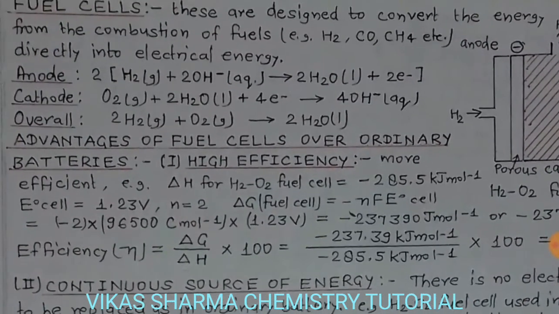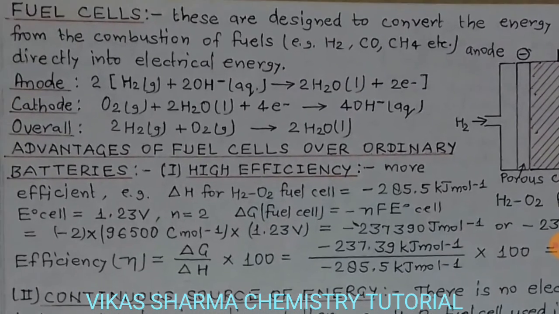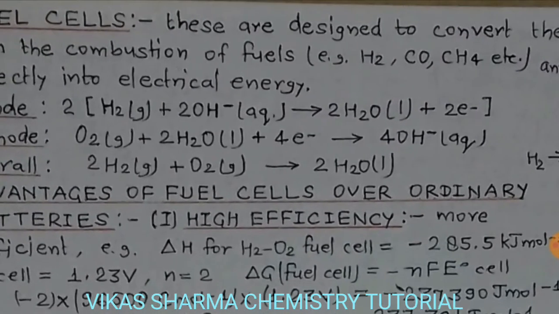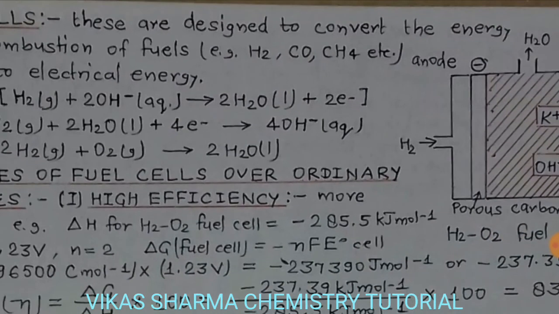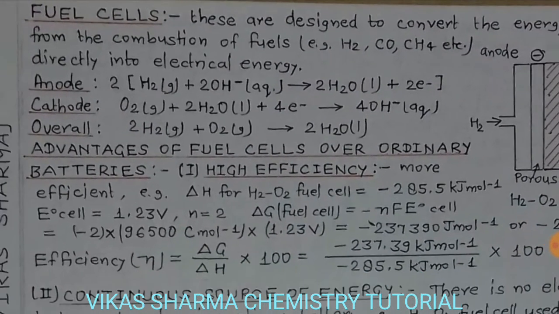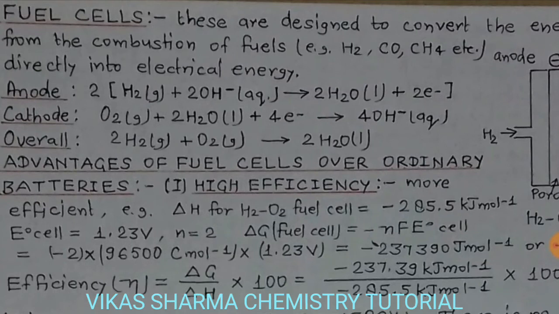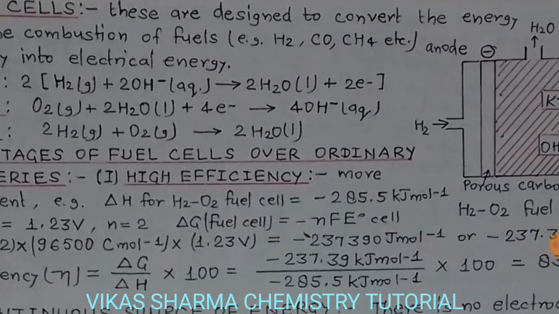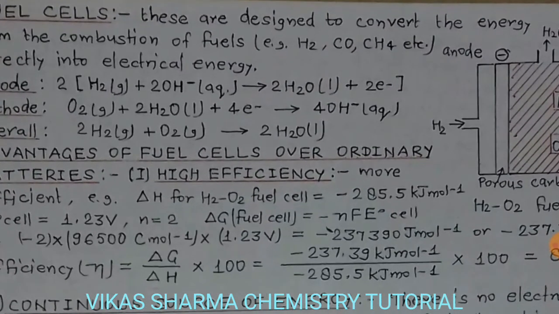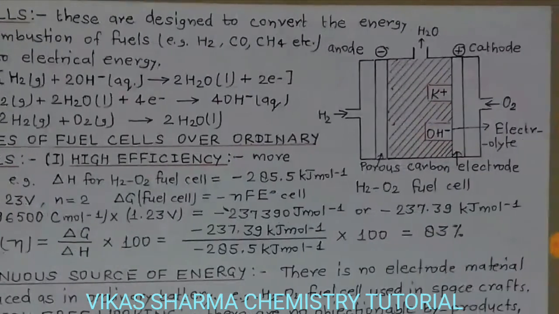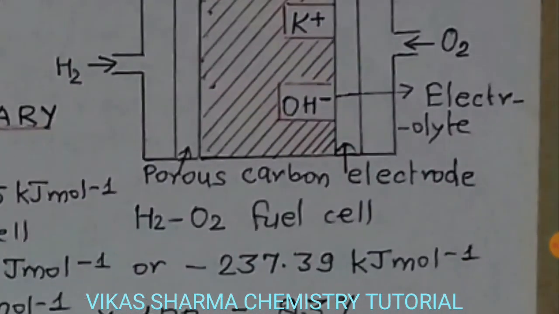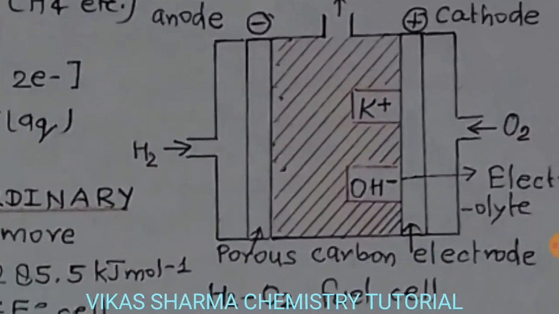If you have seen the display, at the anode dihydrogen plus hydroxide ion become water and 2 electrons we gain. And at the cathode side oxygen plus water molecules gain 4 electrons and become hydroxide ion. Overall reaction is H2 plus O2 becoming H2O. So this is the diagram of a fuel cell.